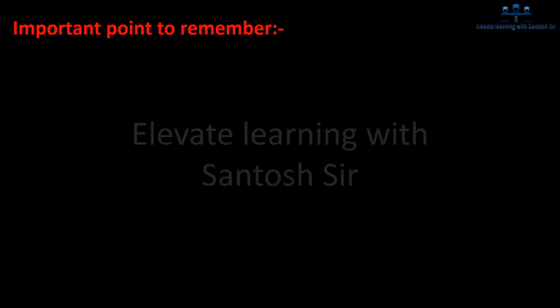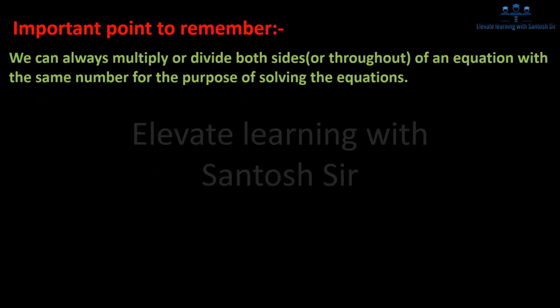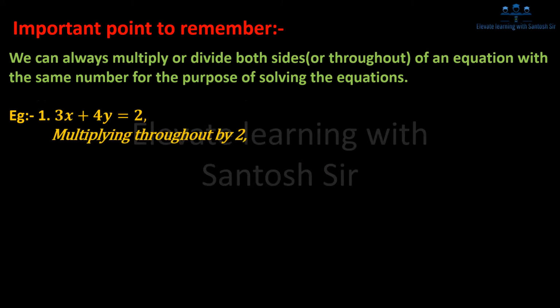Important points to remember. We can always multiply or divide both sides, or throughout, of an equation with the same number for the purpose of solving the equation. For example, if I have an equation 3x + 4y = 2, I can multiply throughout by 2. In this case, each term will be multiplied by 2. So we will get 6x + 8y = 4.